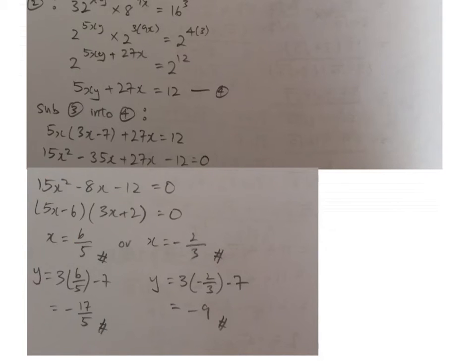So for each of them, I have to find my value for y. I substitute this into my equation of the line again. Since it's the easier choice, I will have y equals negative 17/5. Then I substitute x equals negative 2/3 into my equation of the line. I will have y equals negative 9. So I have two answers for x and two answers for y.